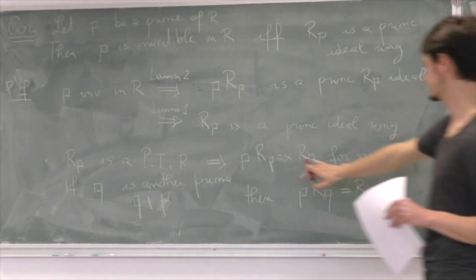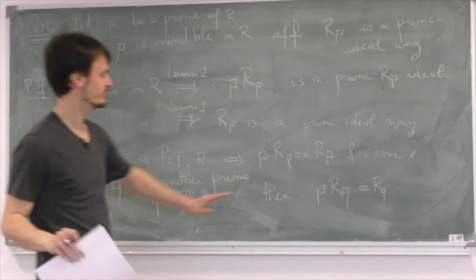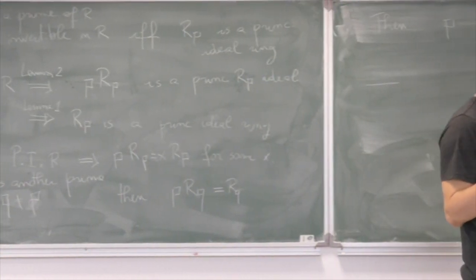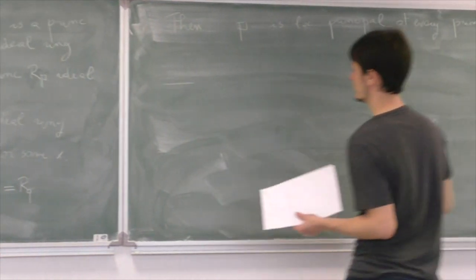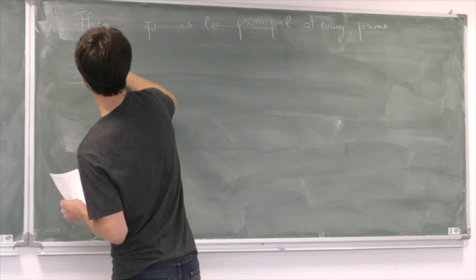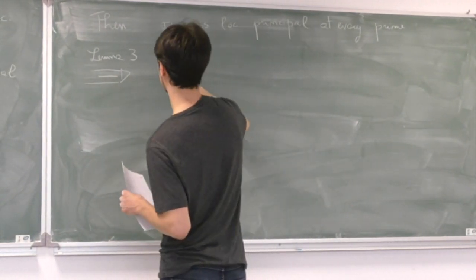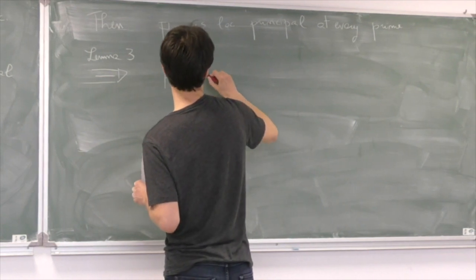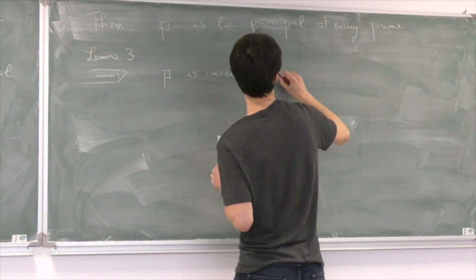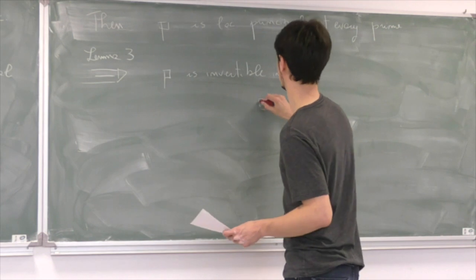Right, so at P we have seen that it has by assumption a unique generator, while when we localize at a different prime, the ideal is generated by 1. So it's always generated by a single element. Okay, and then by Lemma 3, we get that P is invertible in R. Okay. This concludes the proof of the corollary.